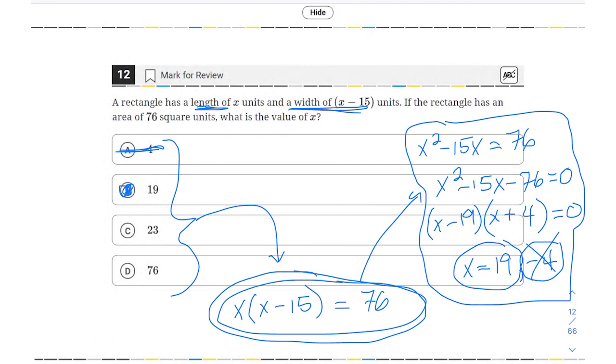So definitely make sure you are comfortable with your factoring, because sometimes you will have to factor a quadratic, but here, using your answer choices to your advantage to plug in these values is going to end up saving you quite a bit of time. Up next, let's take a look at question 13.